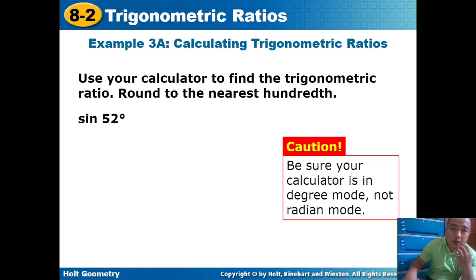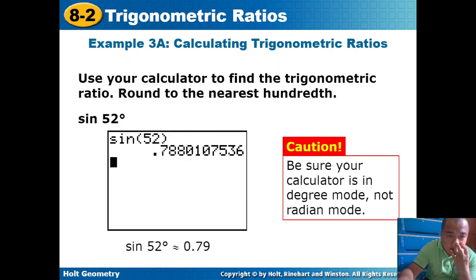Now, calculating trigonometric ratios using your scientific calculator. Find the trigonometric ratio, rounded to the nearest hundredth. Okay, what's the value of sine 52 degrees? All you have to do is press sin in your scientific calculator, then press 52 equals, and we will have this result: 0.788010753, or if you round this to the nearest hundredth, 0.79. Caution: be sure your calculator is in degree mode, not radian mode.